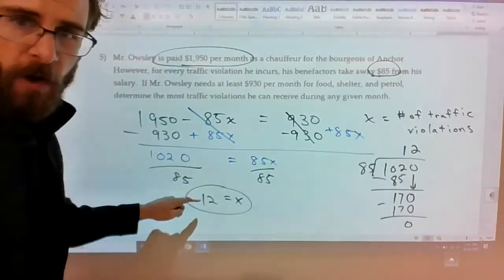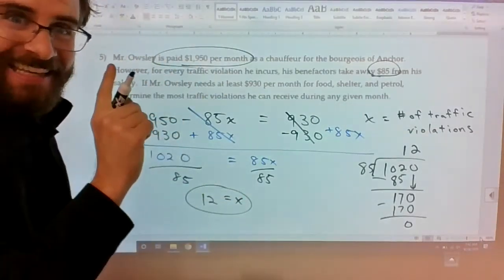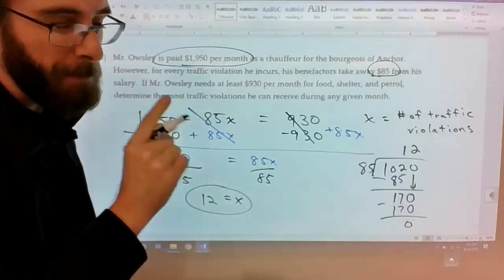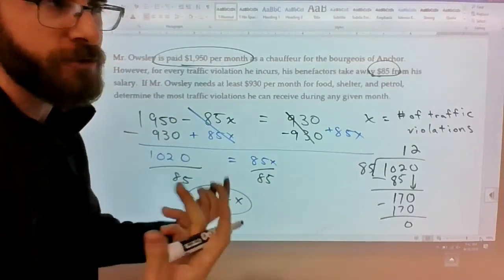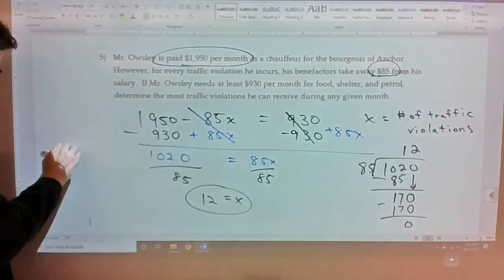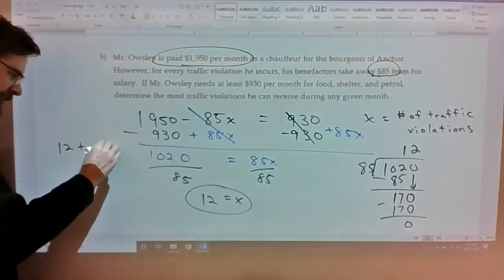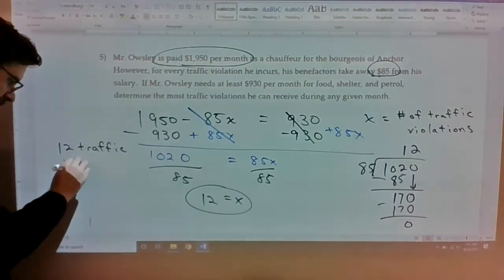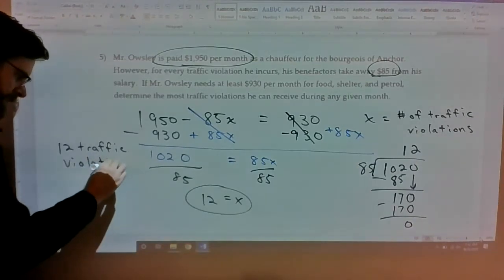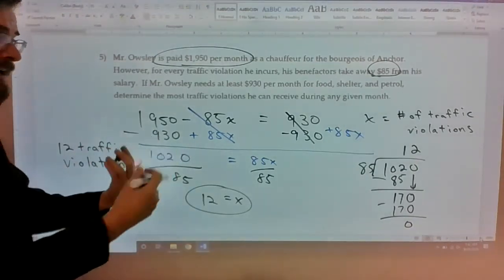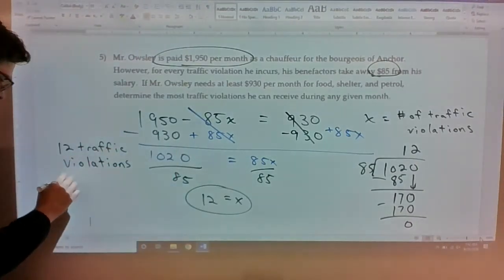If x equals 12, that means I can get up to 12 parking violations or traffic violations. So 12 traffic violations. And I still get $930 per month.